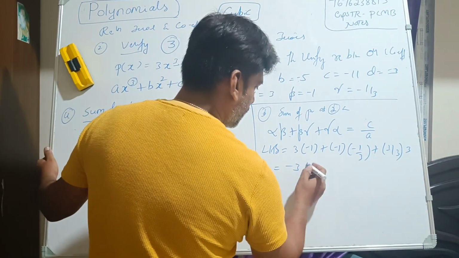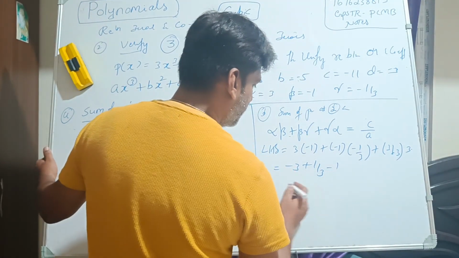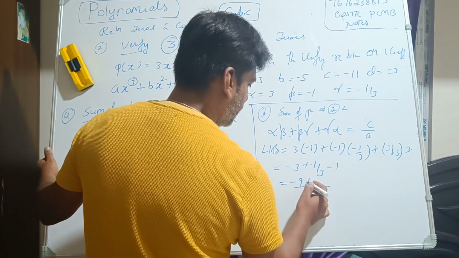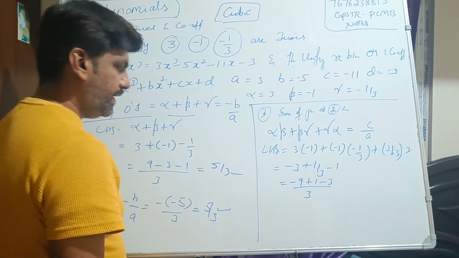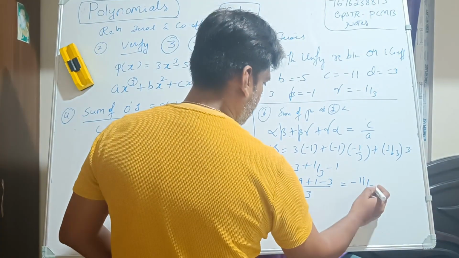So what it is? Minus 3 plus 1 by 3 minus 1. 3 and 3 will get cancelled, so we will end up with minus 1. So if we take 3 as LCM, 3 into 3 is 9, 1 and it is 3. Right? So what it is? Minus 12, minus 11, minus 11 by 3 as LHS.